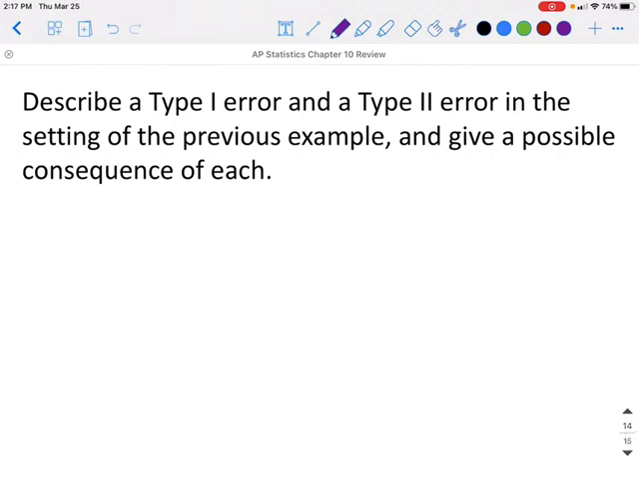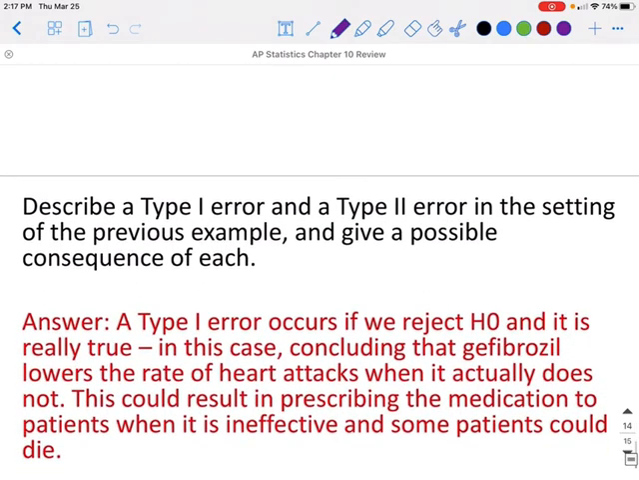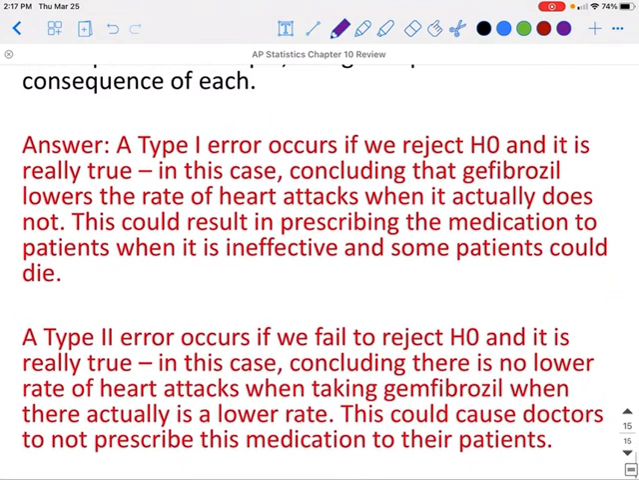Let's describe a type 1 and a type 2 error in the setting of the previous example and give possible consequences of both. So a type 1 error occurs if we reject the null hypothesis when it's actually true. In this case, it would be concluding that the drug lowers heart attack rates when it actually does not. This could result in prescribing medication to patients when it is ineffective and some patients could die.